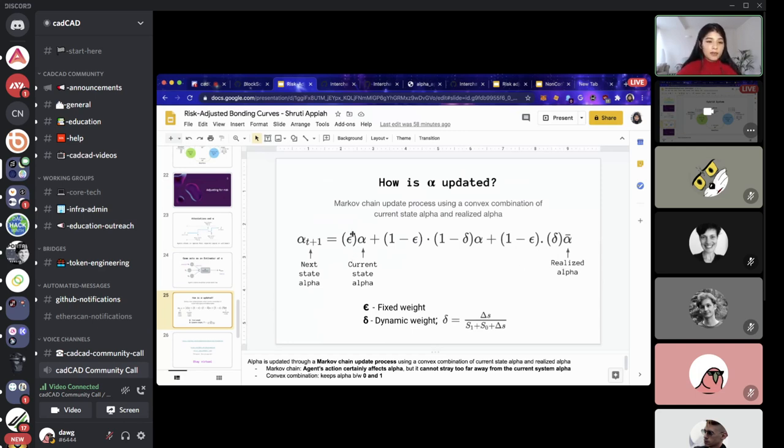So if this epsilon is very high, then the alpha doesn't move too far. So there's less volatility in alpha, as you can imagine. But if this is very low, then the alpha is able to move very, very wildly based on the agent's actions.